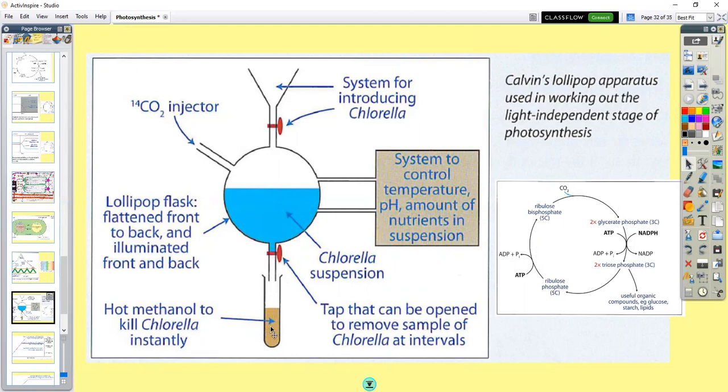Okay, and he put them into hot methanol, which killed them. Then he analyzed them to see which substances were present, and that allowed him to identify that glycerate phosphate was produced. Then it was triose phosphate after that, then your ribulose phosphate and your ribulose bisphosphate. So he was able to identify where the carbon was going, because he used that radioactive carbon.